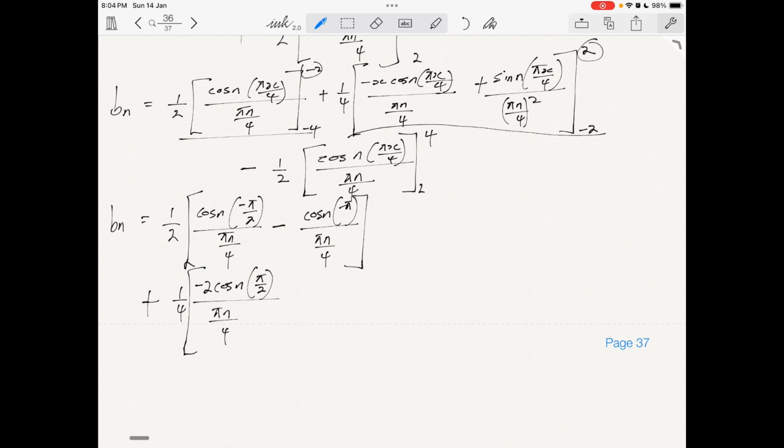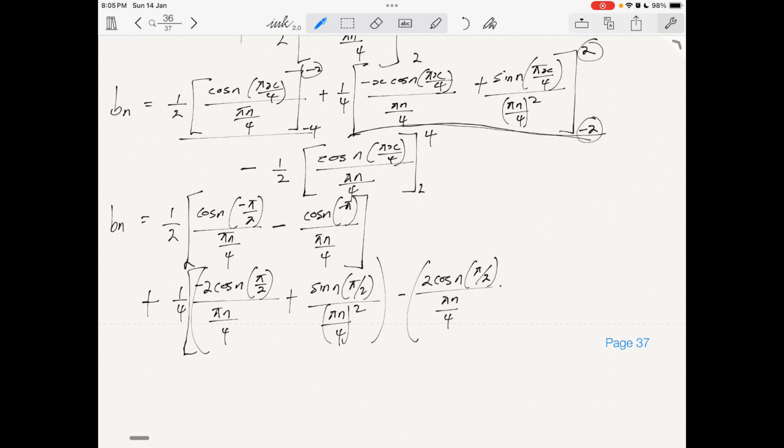divided by pi n over 4, plus sine n pi over 2 divided by pi n over 4 squared, minus... now let's deal with the lower limit. So wherever we see x, we put minus 2. Okay, we are still on the second term. That will give us 2 cos n pi over 2 divided by pi n over 4 plus sine, this will be minus pi over 2, plus sine n into minus pi over 2 divided by pi n over 4 all squared.